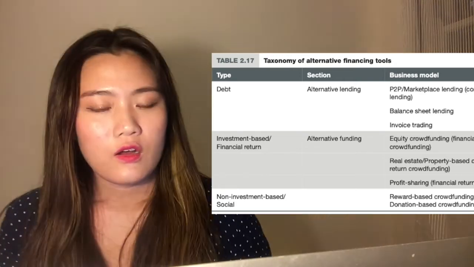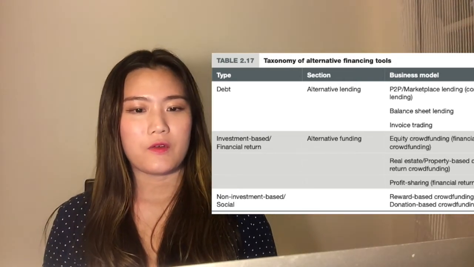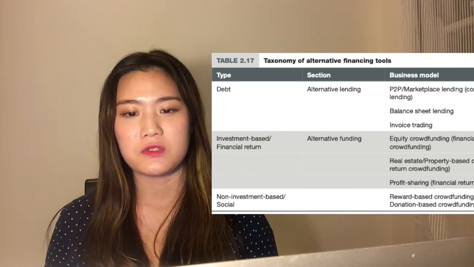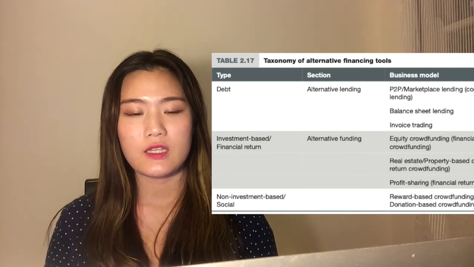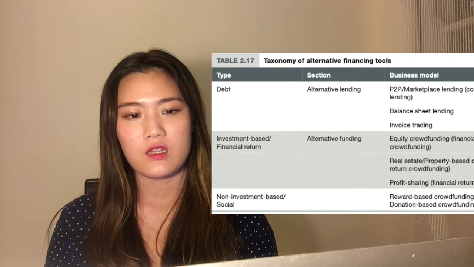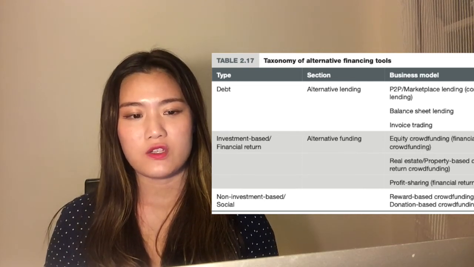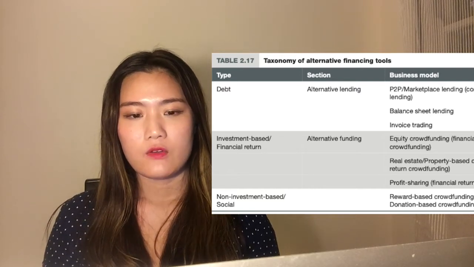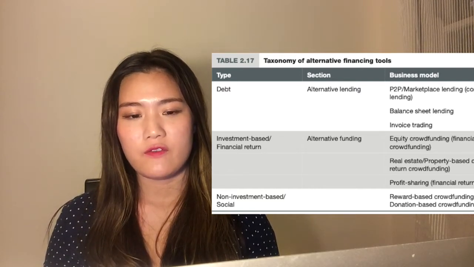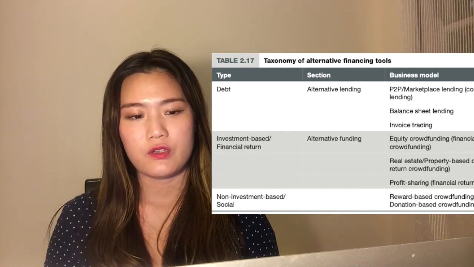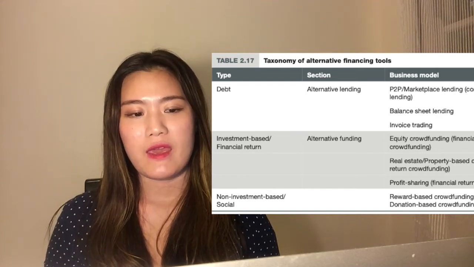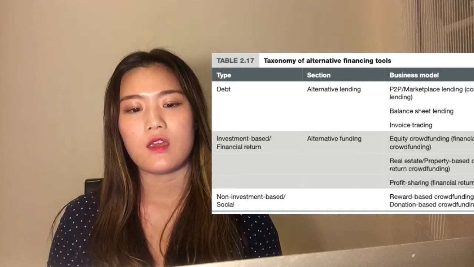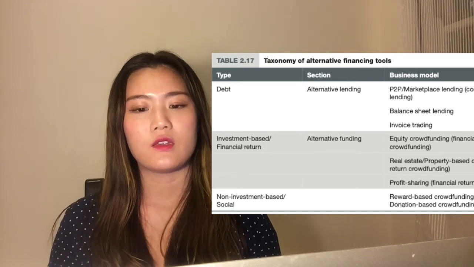Under the debt category, there's P2P marketplace lending, so consumer and business lending, balance sheet lending, and invoice trading. For the investment-based or financial return type, there's equity crowdfunding, real estate or property-based crowdfunding, and profit sharing. For non-investment-based or social, there's reward-based crowdfunding and donation-based crowdfunding.